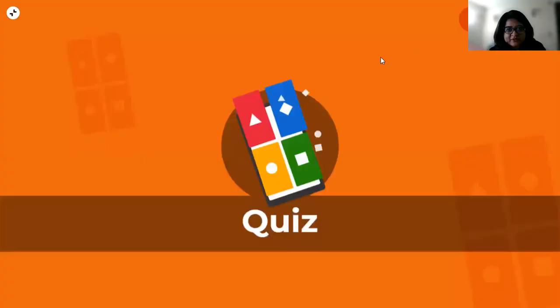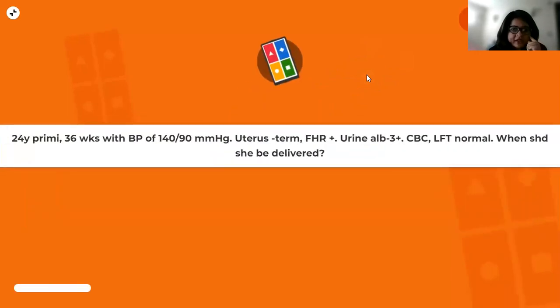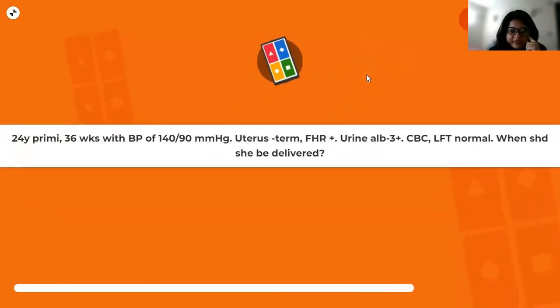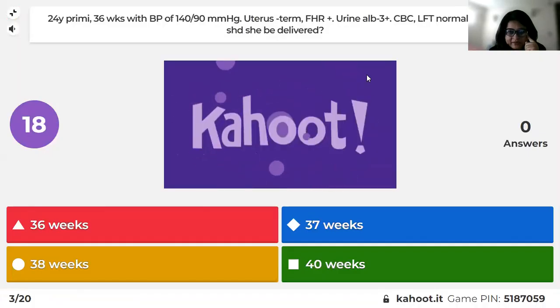All right, next question. Question number 3. A 24-year-old primi, 36 weeks, with a blood pressure of 140 by 90. Uterus is term, fetal heart is present. Urine albumin is 3+. CBC, LFT are normal. When should she be delivered? She's 36 weeks right now. A few parameters are given.